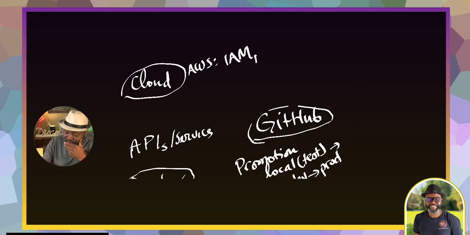Elastic Container Registry, ECR, which is where we deployed our image. And then we've used Elastic Container Service, our ECS. And we used EKS, just a little bit. And what else?